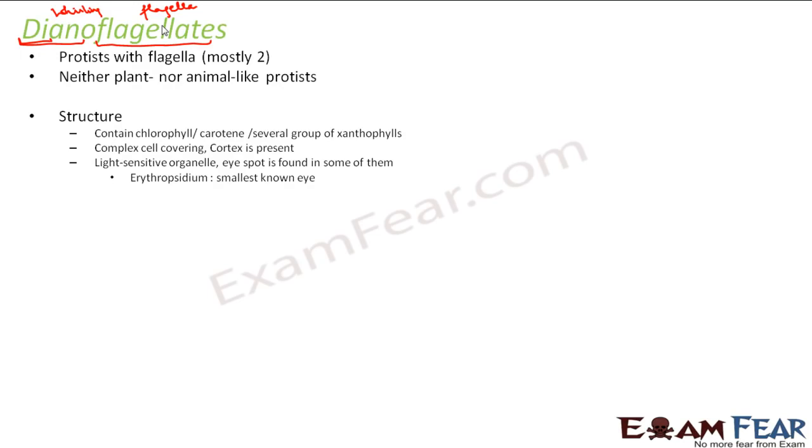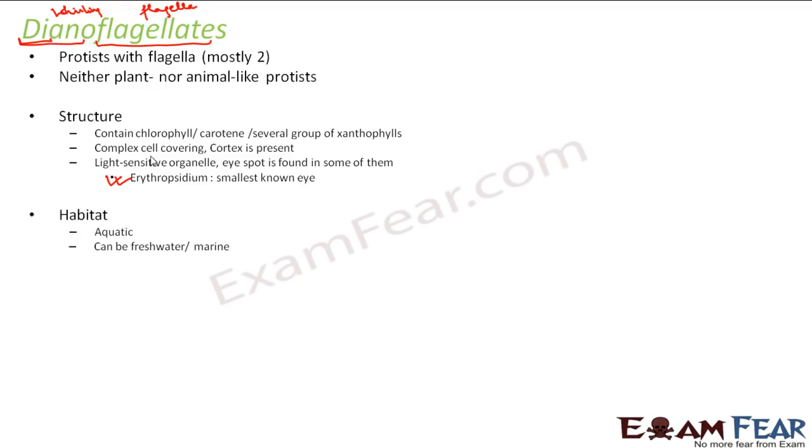Complex cell covering, the cortex, is present. So that means the cell is well protected from outside due to the presence of cortex. Light sensitive organelle, the eye spot, is found in some of them. So a structure similar to an eye which can sense light is present. Erythropsidium is said to have the smallest known eye. So this is the Dinoflagellate which has the smallest eye spot. Even here the cell wall is quite strong and rigid with the cortex present there. Stiff cellulose plates are also present on the cell wall.